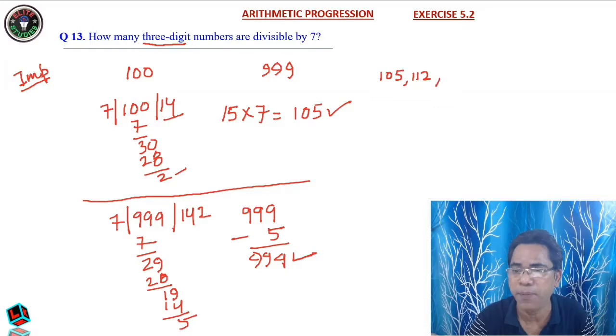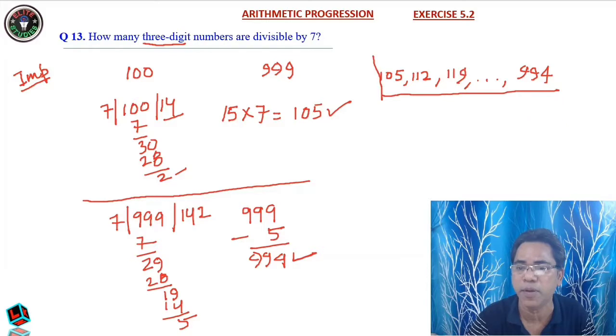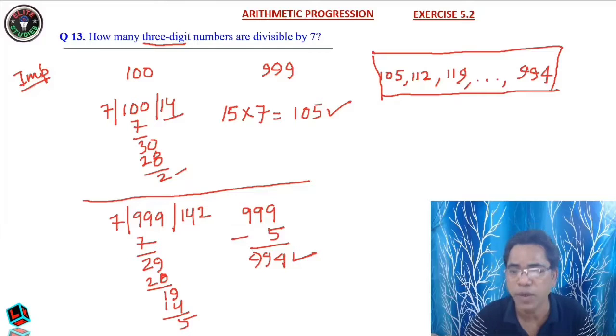Then again plus 7, it will be 119 plus 7. Now, like this way, the last one is what? 994, the greatest 3 digit number which is divisible by 7. So this is the series, the 3 digit numbers which are divisible by 7. Now we need to know the number of terms, means we need to get the value of n. My dear students, we need to get the value of n.